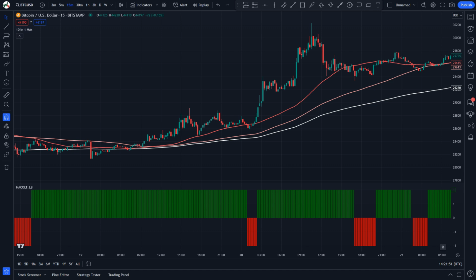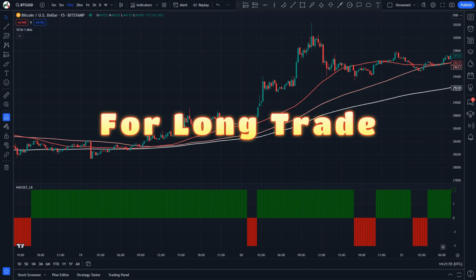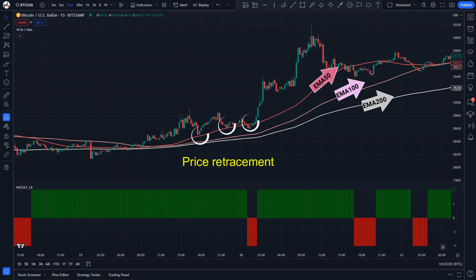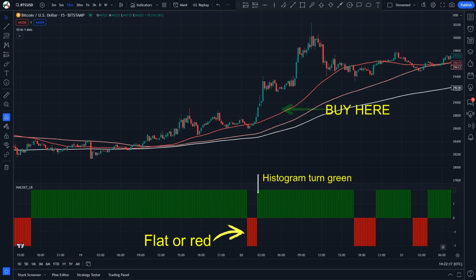So what are the entry rules for this trading strategy? Well, let me show you an example of a long trade. First, we wait until the price closes above the moving averages. The EMAs should then be positioned like this. The price should retrace to the 50 EMA. During the retracement the candle bar must not close below the moving average. The Heiken Ashi indicator must turn either flat or red during such a pullback. The moment the histogram turns green we open a long trade.